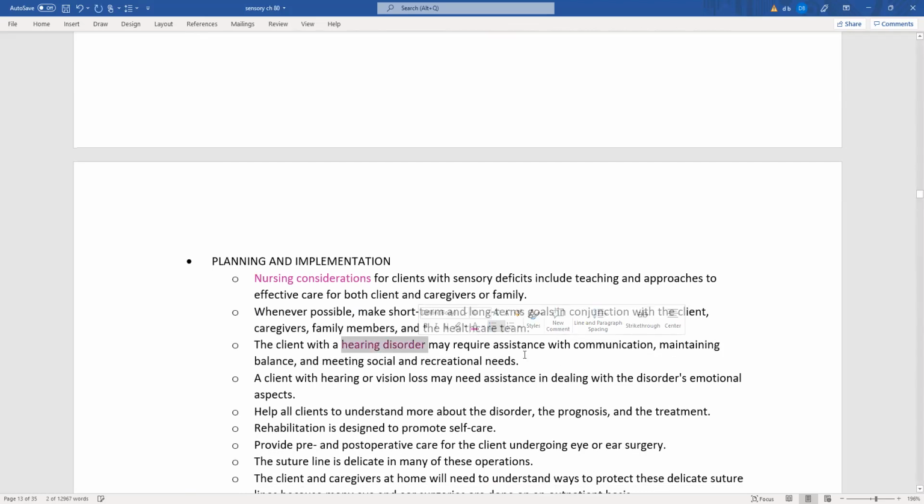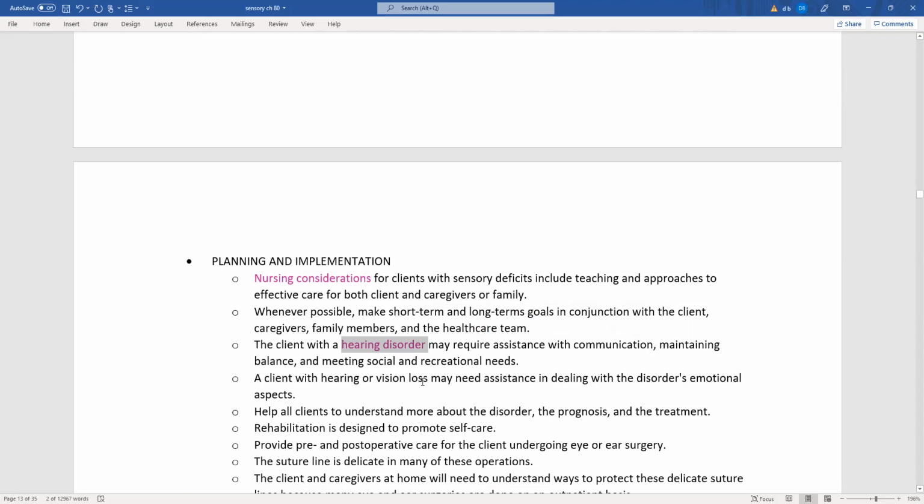I got a hearing disorder, but I need assistance with communication. I'm good with maintaining my balance a little bit. And then, well, I'm good with maintaining my balance. And meeting social and recreational needs, I think I'm all right with that too.